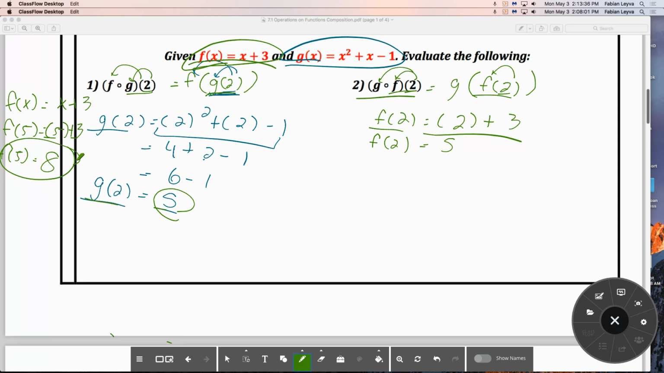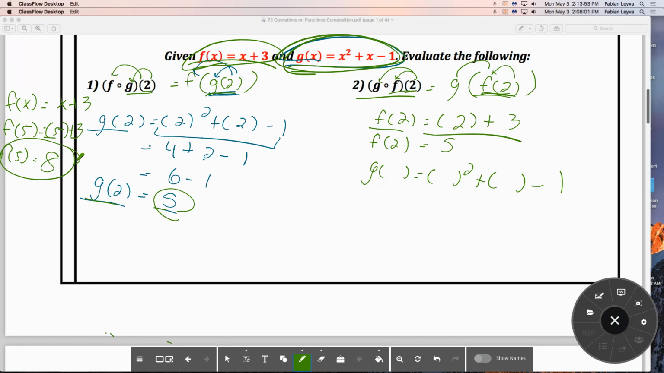Now, we're going to take that f of 2, and we're going to plug it into the g function. Now, here's our g function. So it's going to be g of whatever x is going to equal whatever x is squared, plus whatever x is minus 1. All I did was rewrite my g function with open parentheses where there's x's, because I know that's where my input goes.